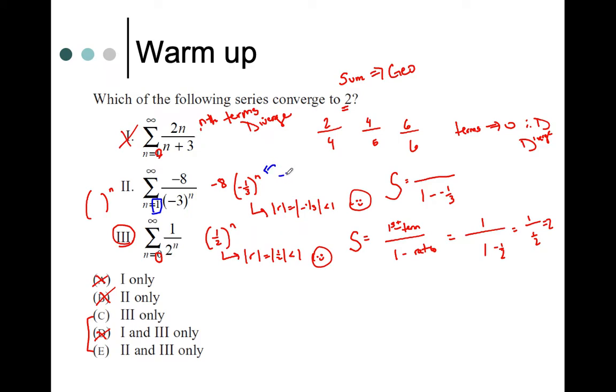My first term is negative 8 times negative 1/3 to the first power. And isn't that 8/3? Right? Because negative 1/3 to the first is negative 1/3 times negative 8. So the first term is 8/3 here. So this is 8/3 over, what is this? 1 plus 1/3 is 4/3. And when you divide that, the 3's cancel out and you get 8 over 4, which is indeed 2.